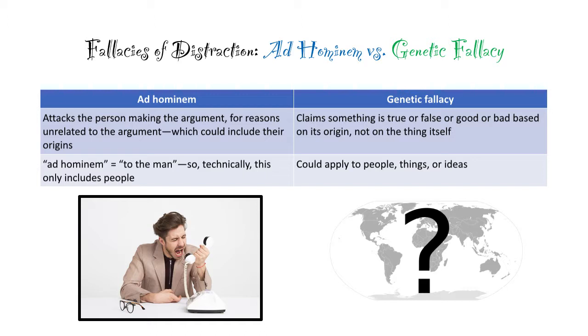If you're thinking this is similar to the genetic fallacy from the last module, you are correct. They are not exactly the same thing. The genetic fallacy claims something is true or false or good or bad based on its origin and not based on the thing itself. An ad hominem argument could also use origins fallaciously against a person. So there is some overlap. An ad hominem argument could also just resort to name-calling, declaring a person stupid or ugly regardless of their origins. On the other hand, the genetic fallacy could apply to things or ideas, whereas ad hominem is specifically an attack on the person.